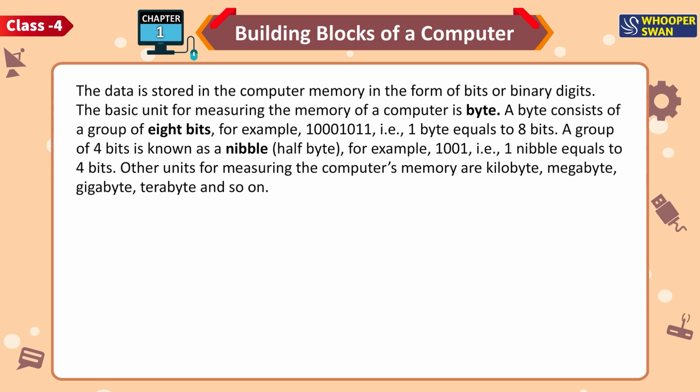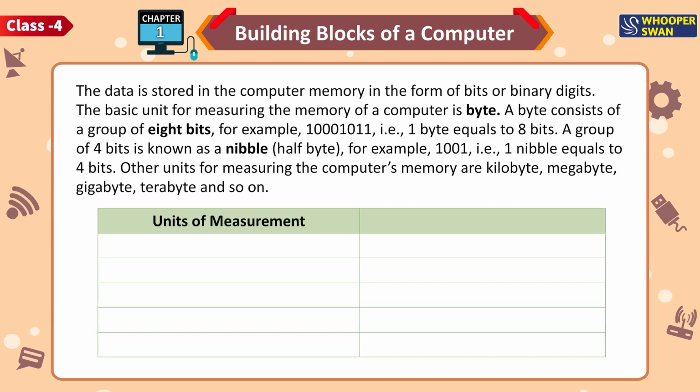A byte consists of a group of 8 bits, for example, 10001011, that is, 1 byte equals 8 bits. A group of 4 bits is known as a nibble, half byte, for example, 1001, that is, 1 nibble equals 4 bits. Other units for measuring the computer's memory are kilobyte, megabyte, gigabyte, terabyte and so on.